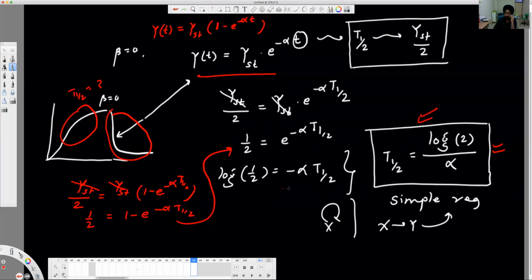Now this equation is for simple regulation. Remember, this differs for other regulation, we will see that.